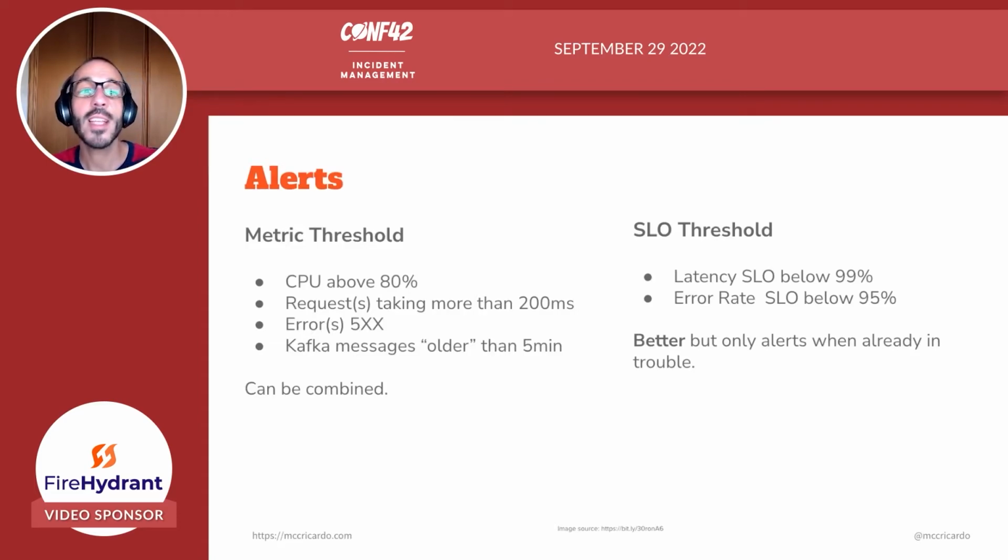We can take the same approach with an SLO. So we can say that if we have an SLO of 99% and latency goes below that SLO, we need to do something. This is better because if we define our SLOs in a meaningful way, it's actually tracking user experience, but it only alerts us when we are already in trouble, right? So how can we do better than this?